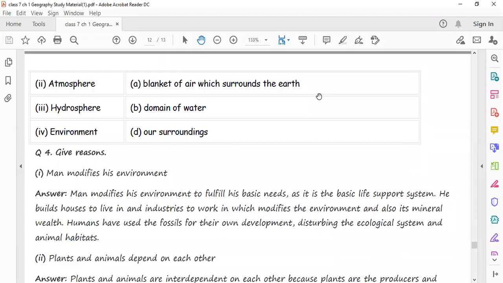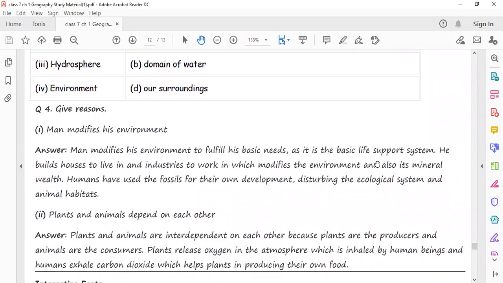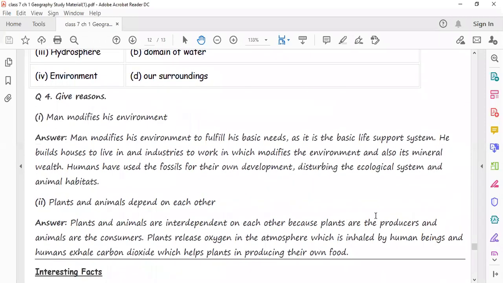Now, give reasons. Man modifies his environment. Why? So, man modifies his environment to fulfill his basic needs. अपने basic needs को fulfill करने के लिए man environment में बदलाव लाते रहता है. As it is the basic life support system, he builds houses to live in and the industries to work in, which modifies the environment and also its mineral wealth.